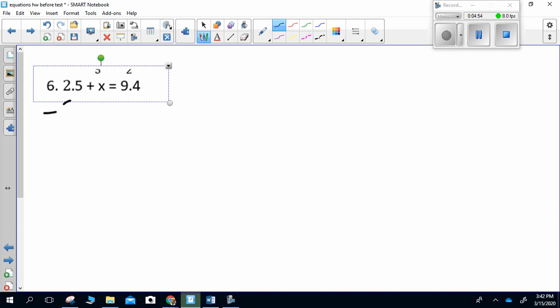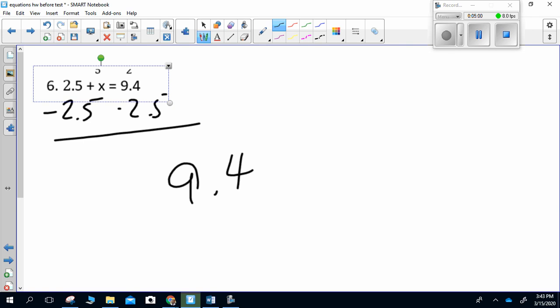We're going to subtract 2.5 from each side. So into your calculator, you're going to put 9 4/10 minus 2 5/10. And that is equal to 6 9/10.